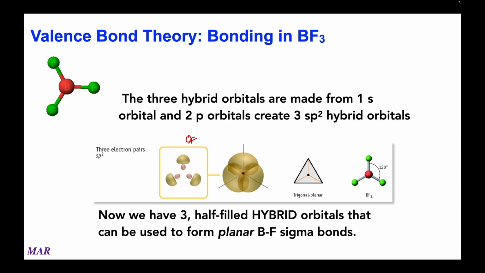The second thing is that it's only the central atom which is hybridized. The outside atoms continue to use their atomic orbitals as before, so it's only the central atom where the quote-unquote magic happens, and magic, of course, being in this case hybridization to make these valence bond orbitals.